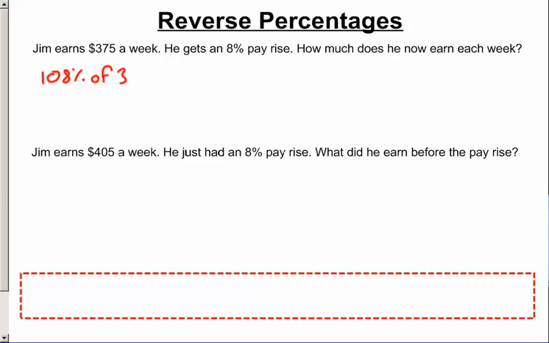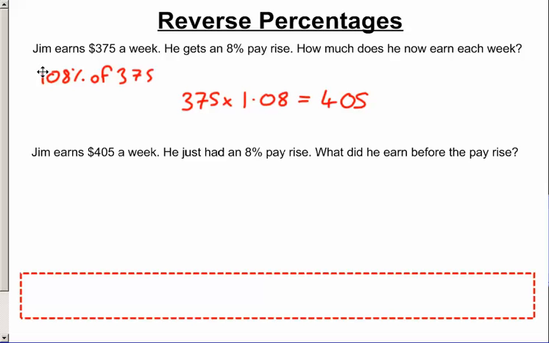He wants 108% of 375. And what that means, with the calculation we're doing, is 375 times 1.08, as 1.08 is our decimal multiplier for this sum. And when we do that, we get an answer of $405.